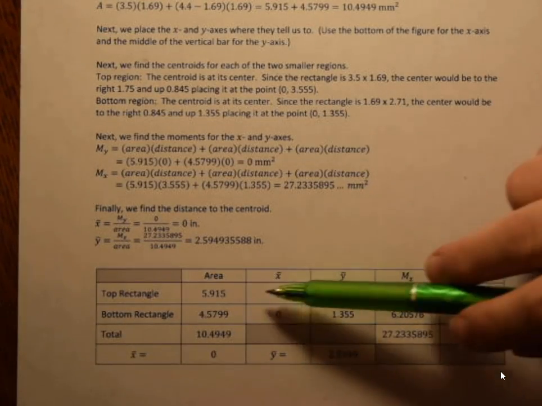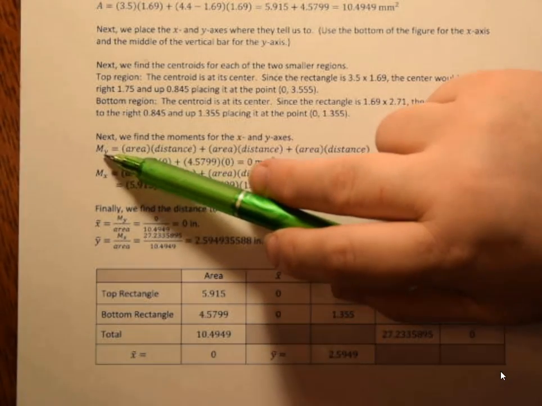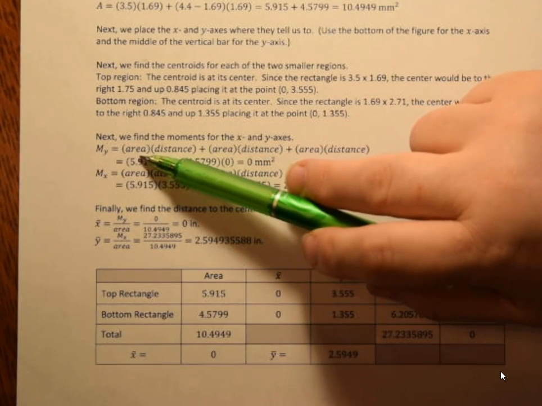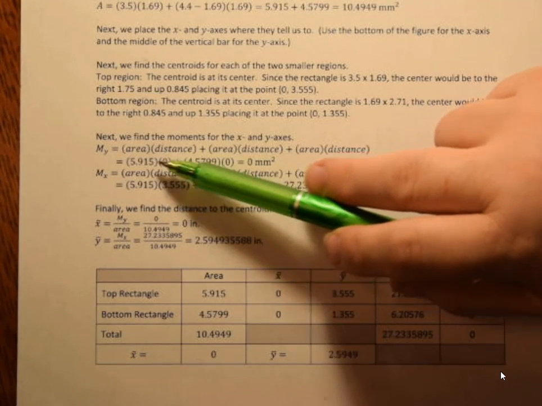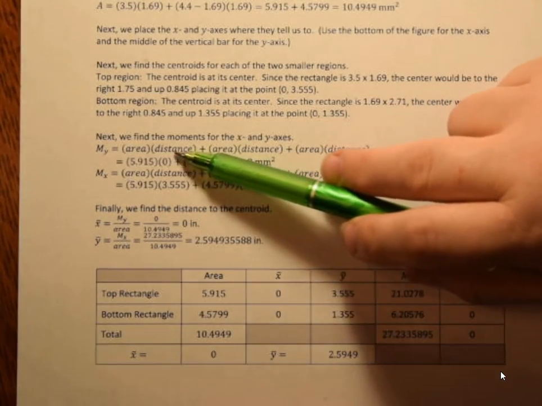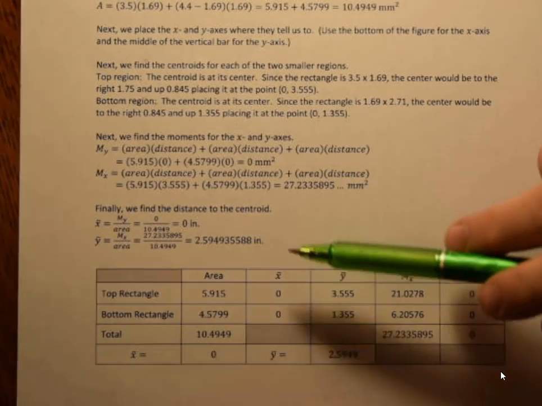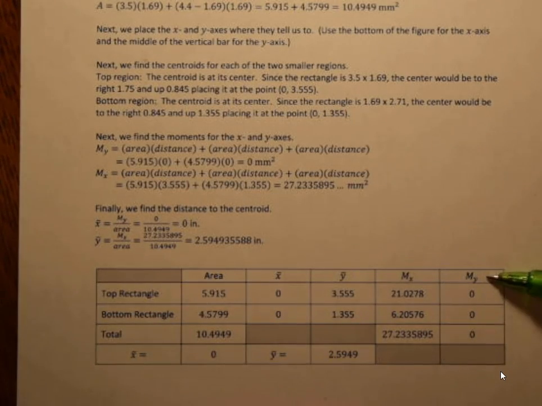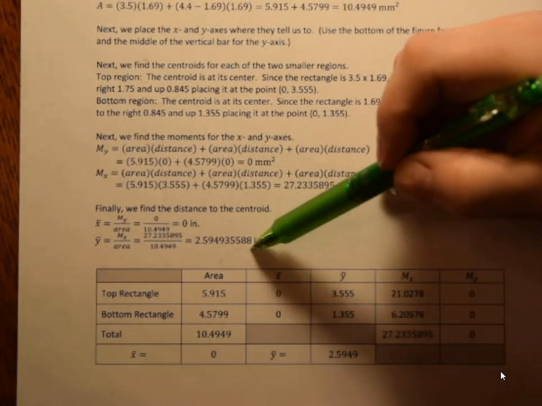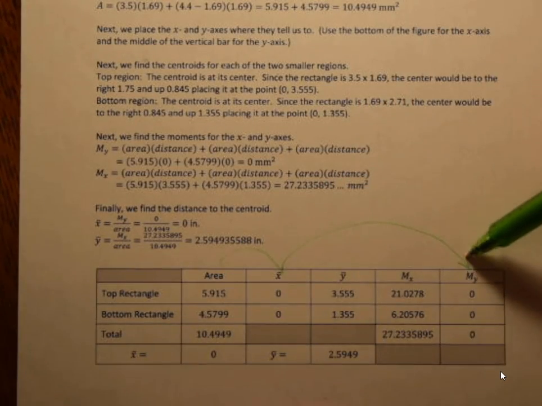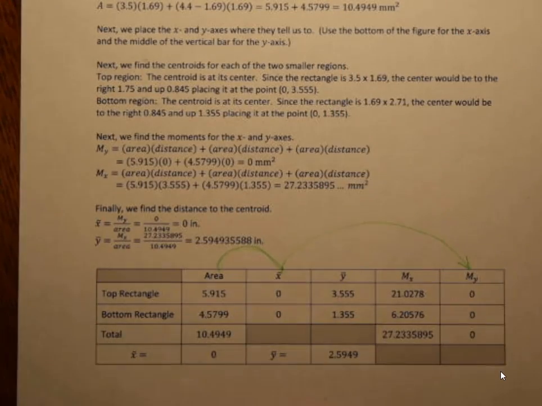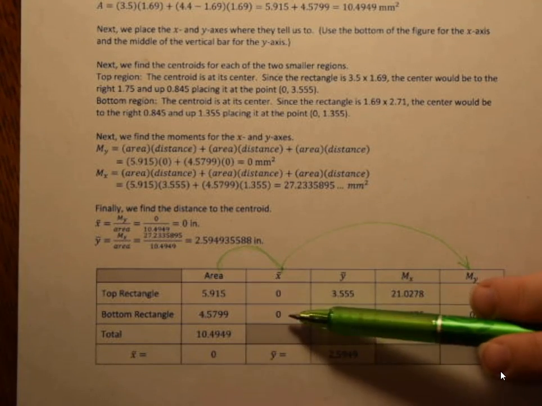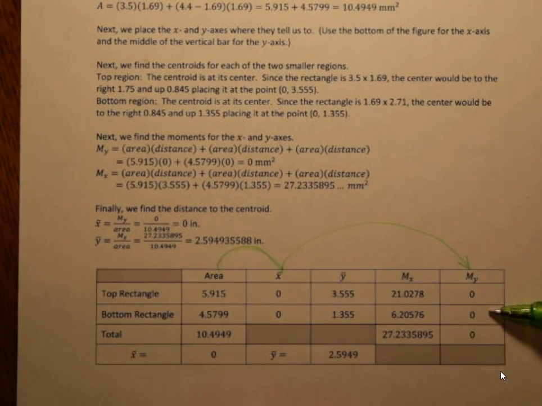Now this is where we can do the math. Remember about the moments about the y-axis. We take the area of the rectangle and then the distance from the y-axis, so that's our x-coordinate. The area times the x-coordinate would be our M sub y. It kind of goes over here, like we're playing leapfrog. And we do that for the bottom rectangle. So area times 0 is equal to the moment.